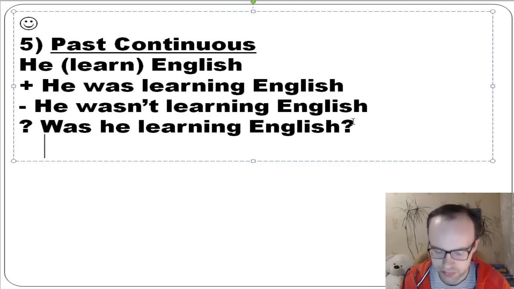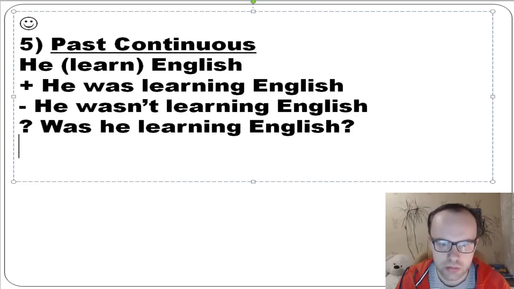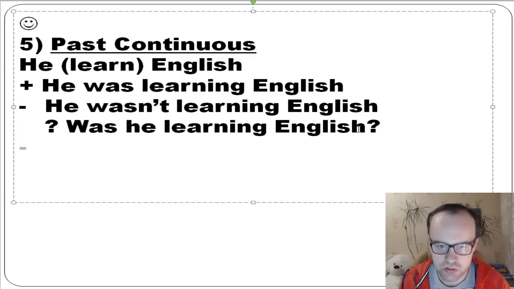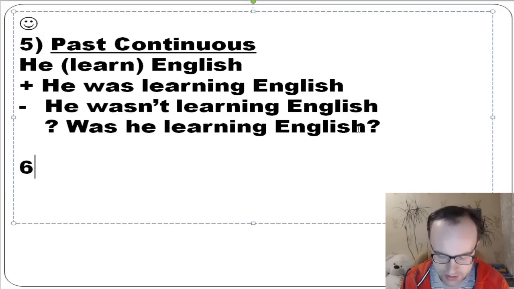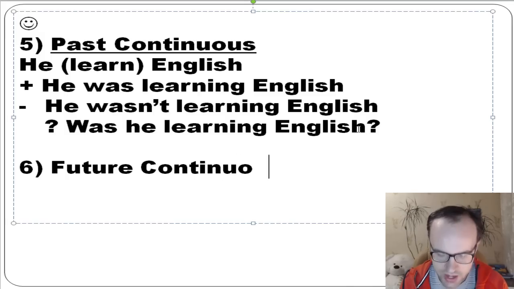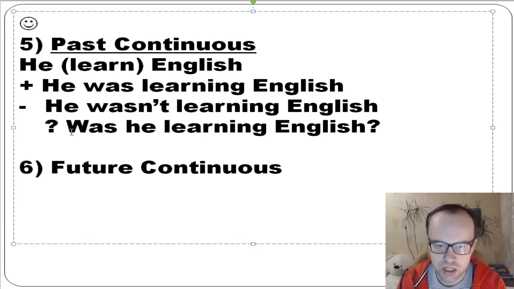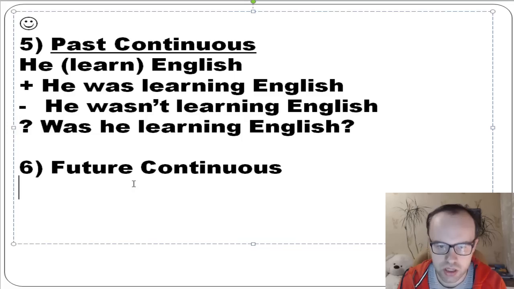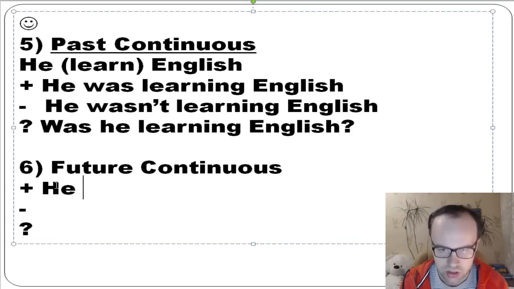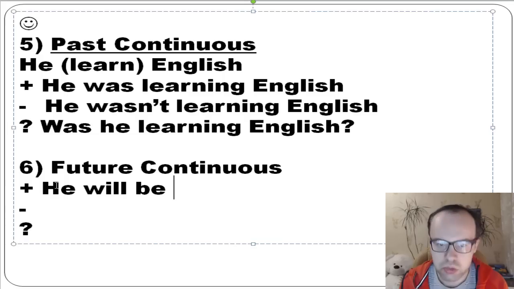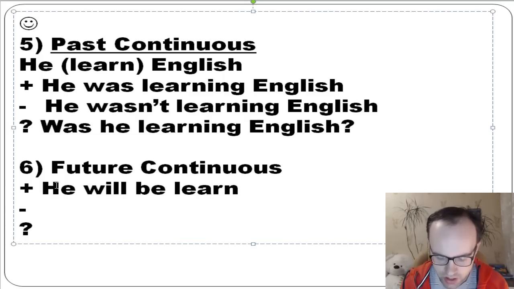Okay, it's about past continuous. And one more tense, yeah, where you have a continuous form. So this tense is called future continuous. It's for long actions in the future. Okay, let's try to say it. So future continuous. Here you use will be plus verb and ing. He will be learning English.